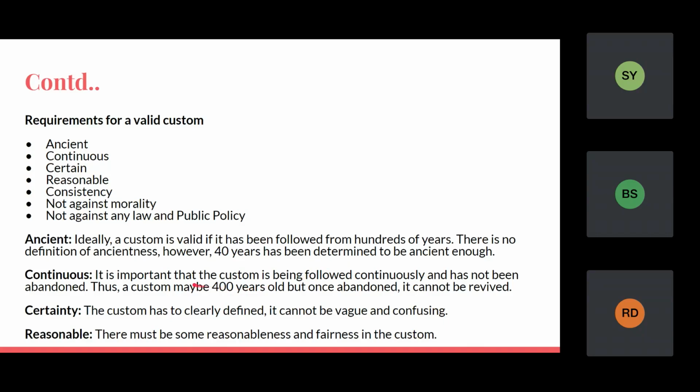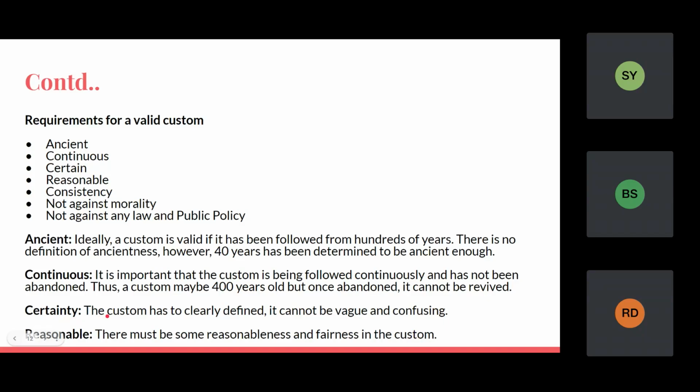Okay. Next requirement is continuous. So it is important that the custom is being followed continuously and has not been abandoned. So let us suppose there has been some break of 10 years in between. Then you can't call it a custom. Based on such aspects, the judges will decide whether it is a custom or not. Thus a custom may be 400 years old, but once abandoned, once it has not been followed, it cannot be revived. You cannot apply it again. So there should not be any sort of breakage.